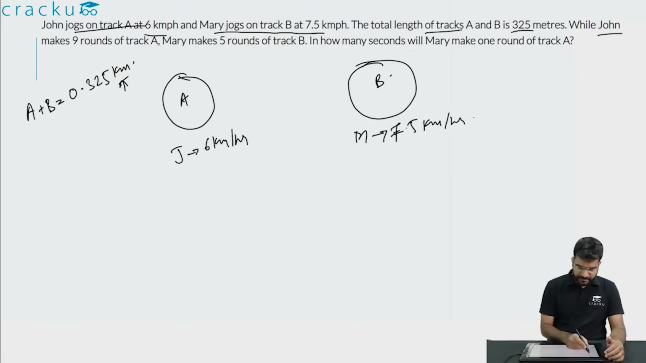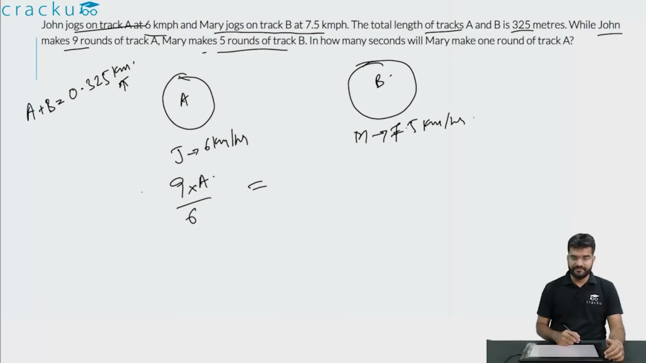While John makes 9 rounds of track A, Mary makes 5 rounds of track B. When John makes 9 rounds of track A, the total distance he covers is 9A, and the time he takes is distance by speed. So 9A by 6, which is John's speed, is equal to the time for 5 rounds of track B by Mary. When Mary makes 5 rounds of track B, the total distance she covers is 5 into B.